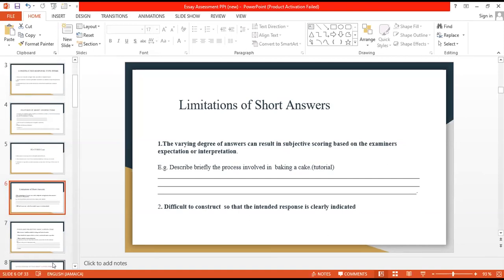So what are some of the limitations of short answers? One of the limitations is that short answers tend to produce varying responses. And as a result, there can be subjective scoring based on the examiner's interpretation. So I can ask the question, describe briefly the process involved in baking a cake. Can I get 3 persons to respond, please, quickly? Any 3 persons?